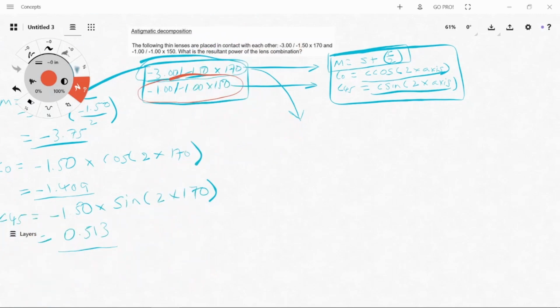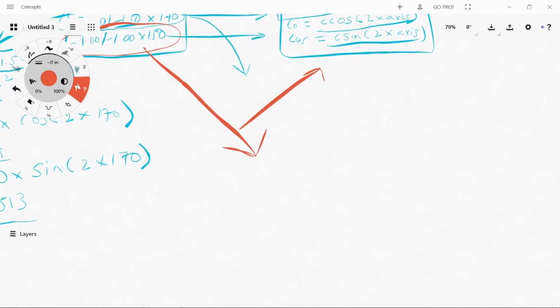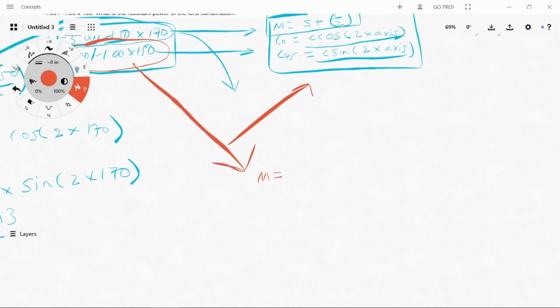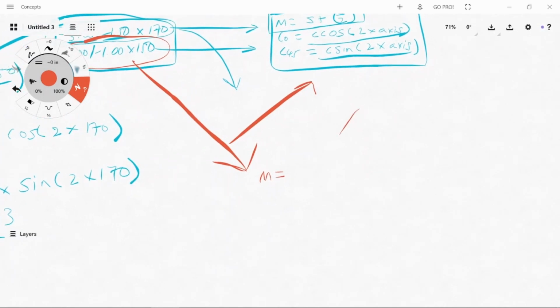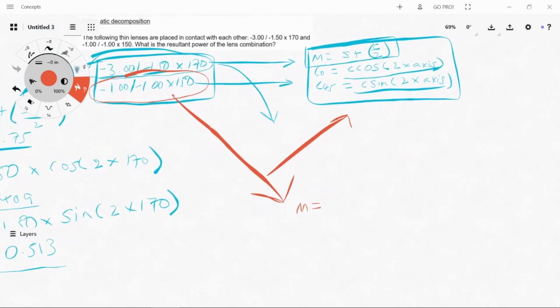Since this is astigmatic decomposition, we also need the values for the next prescription, which is -1, -1 at 150. So doing the exact same thing again, applying these formulas to this question, what we're going to do first is look at what M equals. M is equal to the sphere plus half the cylinder. So sphere in this question now is -1, plus half the cylinder, again that's -1 over 2, which now equals -1.50. So that's the mean sphere.